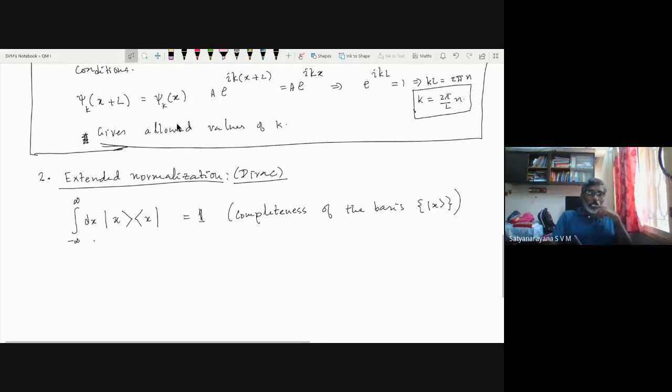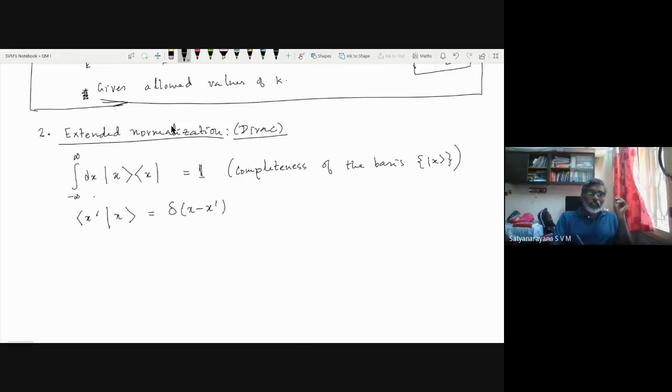Now, orthogonality, that means if you take <x prime|x>, the orthogonality is defined by using a Dirac delta function, delta of x minus x prime. Okay, so now what happens at x equal to x prime? It is not one, but it is a Dirac delta function. So in general, one of the realizations of the Dirac delta function is that delta of x minus x prime can be written as 1 over 2 pi into the integral of e to the power i k (x minus x prime) dk.